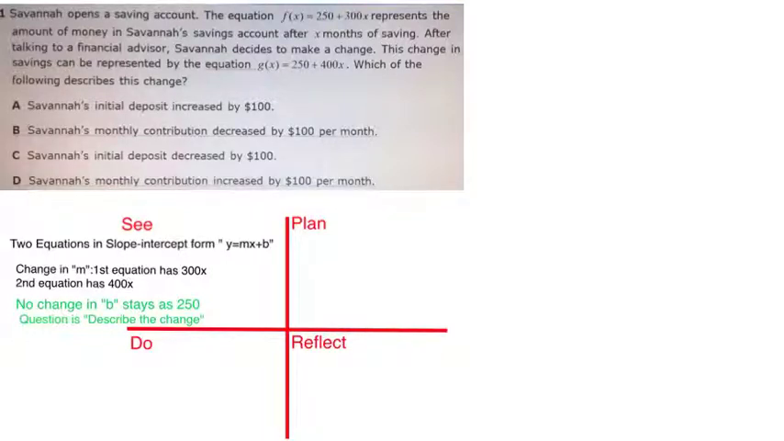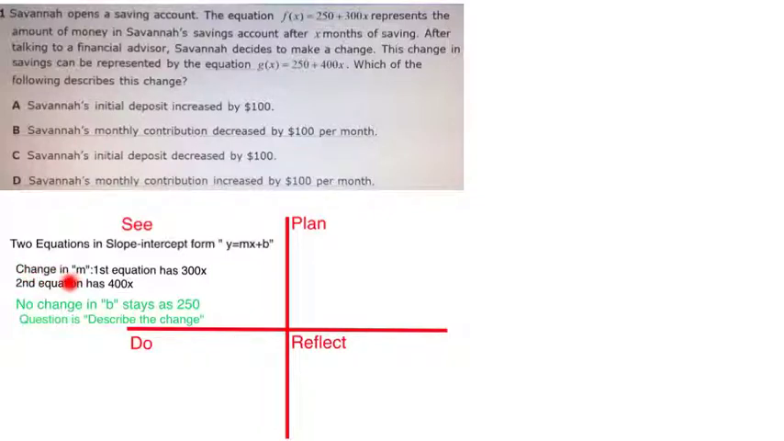The first part of it, the top left corner, is for all the information that you see. In this case, you see the equation in slope-intercept form, because this is the form y equals mx plus b. So the first equation is 250 plus 300x, and that is in slope-intercept form. And the other equation is 250 plus 400x.